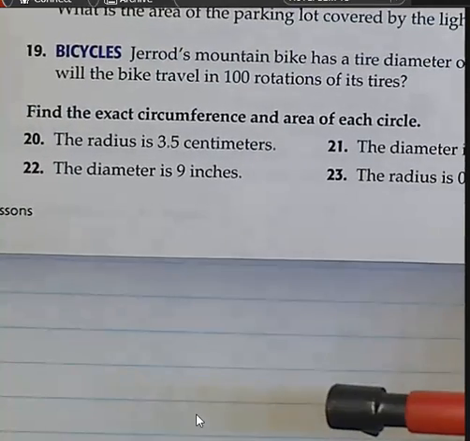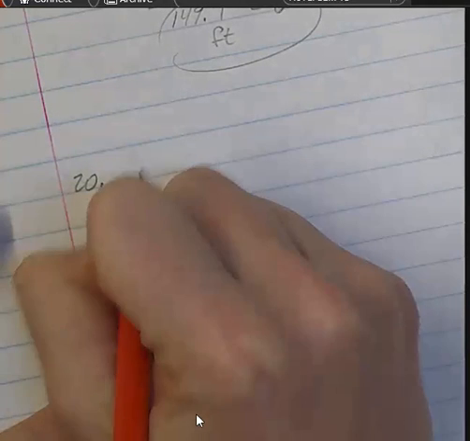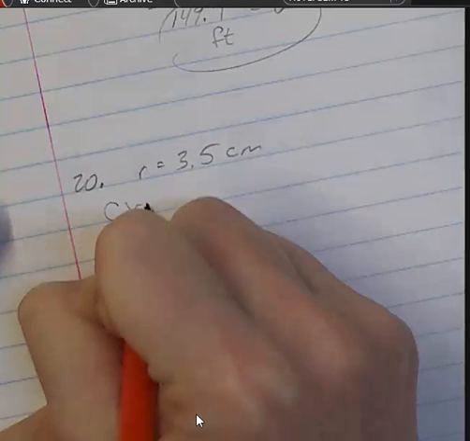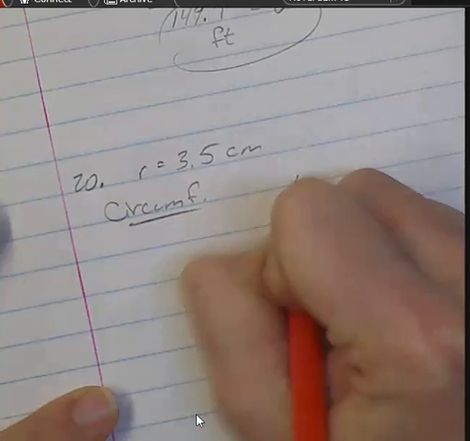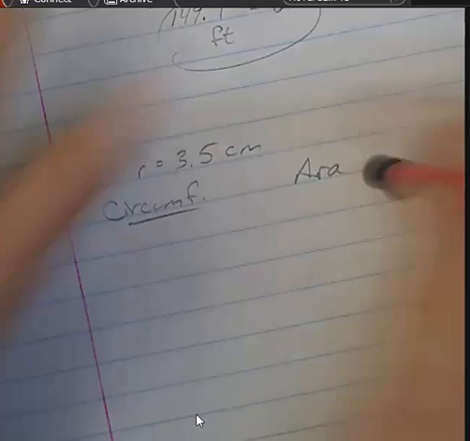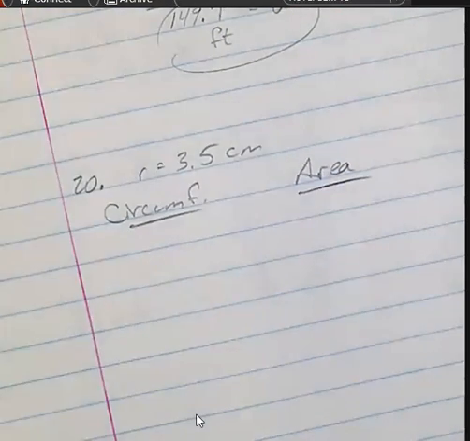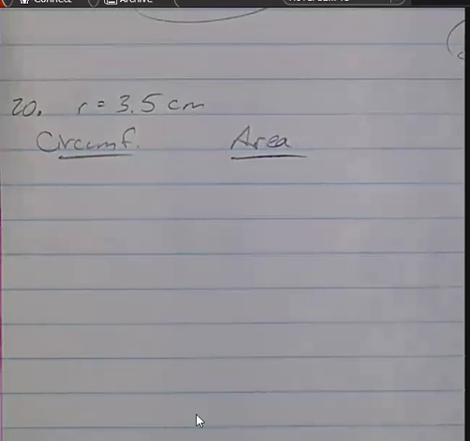Let's do number 20. Number 20 says the radius is 3.5 centimeters, and they of course want us to find the circumference and the area, so you have to do both. What's the equation for circumference? Someone raise your hand and tell me.